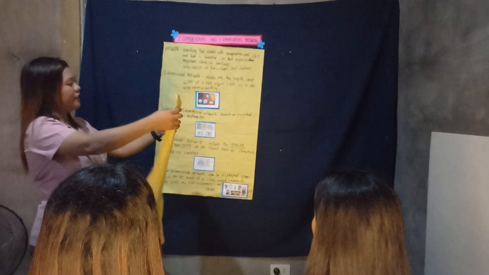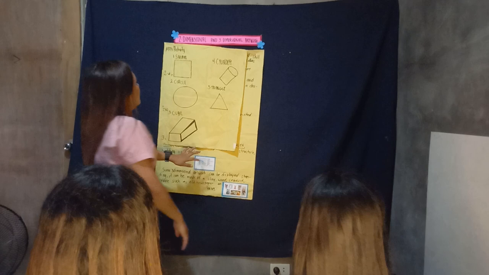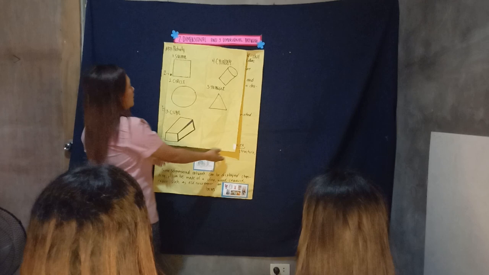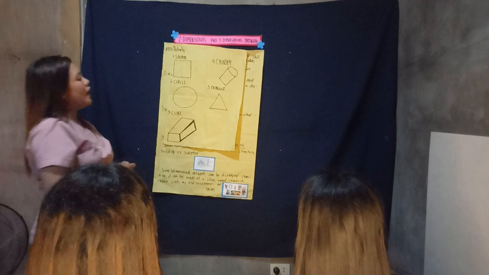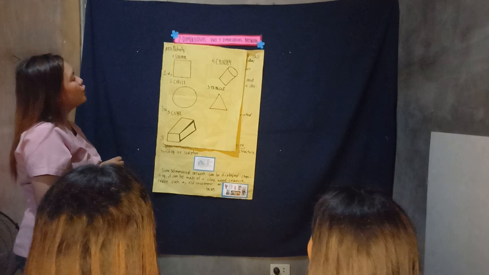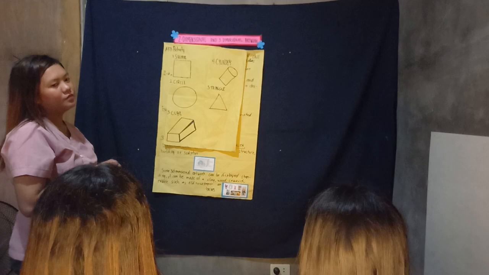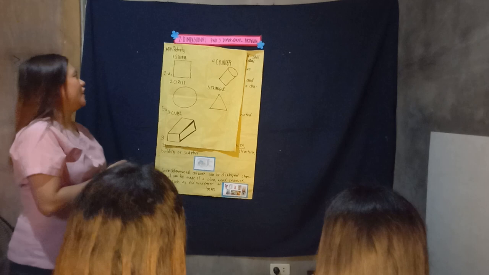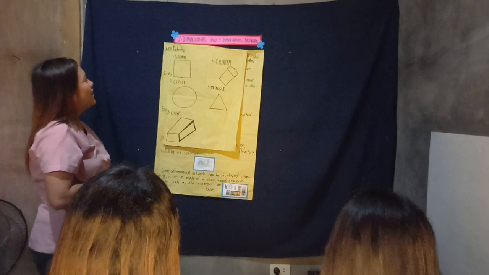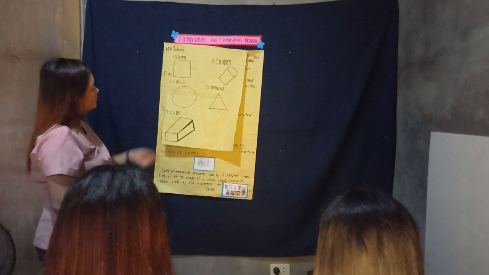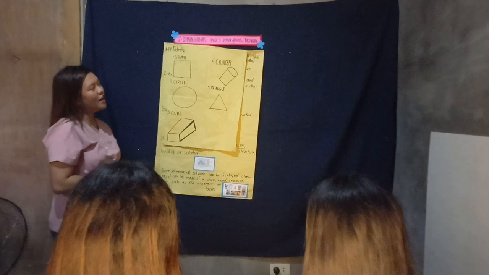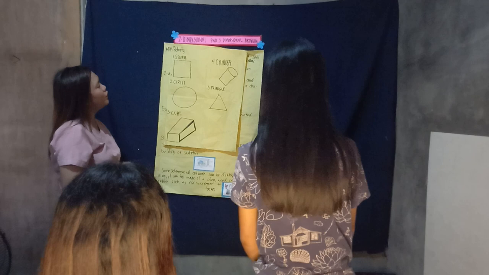Now, our activity. What do you see here? What shapes? Square, circle, cylinder, triangle, and cube. Write it on your paper and then I will call you one by one to answer. What will we write, teacher? Just write whether it is 2D or 3D. Okay, let's start. Ruby Ann, what's the answer to number one? 2D, because it is flat. Very good. 2D. Next.